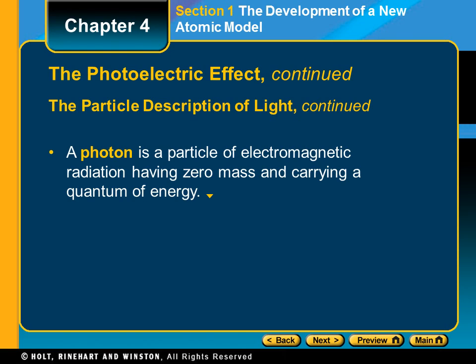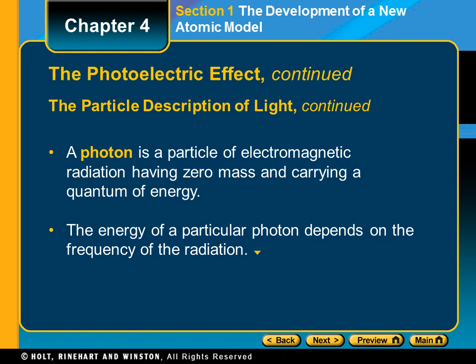Going on now with this particle description, we talk about a photon. A photon is a particle of electromagnetic radiation having zero mass, but it carries a quantum of energy. The energy of a particular photon depends on the frequency of the radiation. Because of that relationship that Planck figured out, the energy is dependent upon the frequency, and we show that here with this equation.